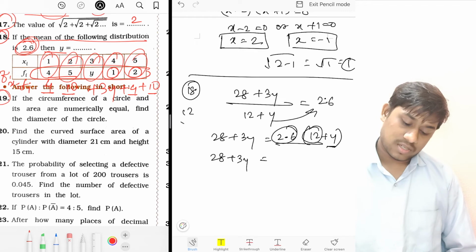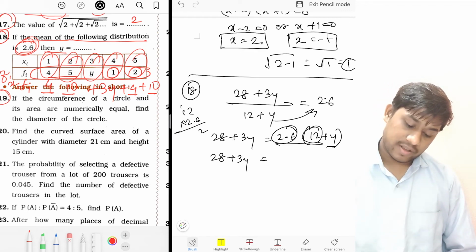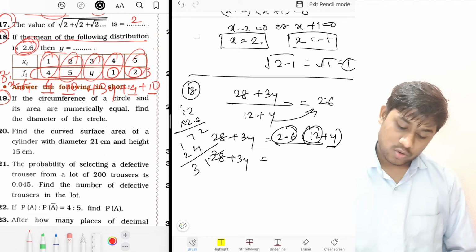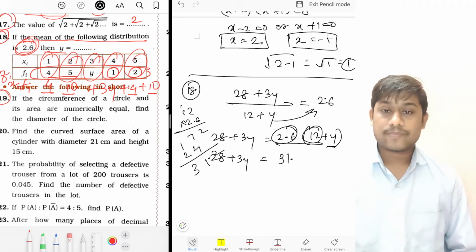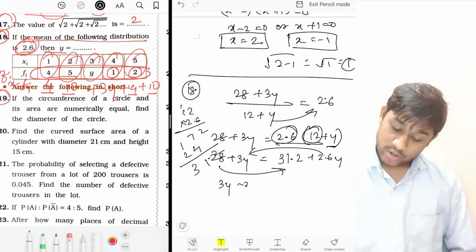So what we have? 2.6 into 12, so 12 into 2.6, what we have? 6 2s are 12, 6 1s are 6 plus 1 is 7, 4, and we have 2, right? 2 1s are 2, 1 and 3, so what we have? 31.2 plus 2.6y.